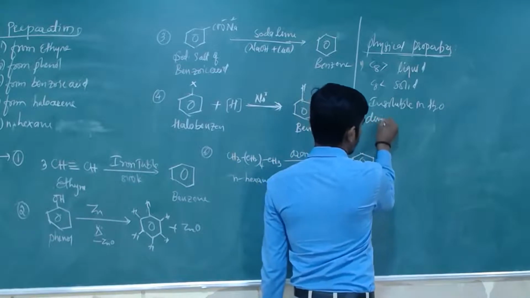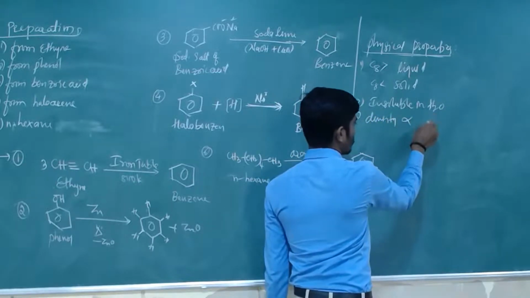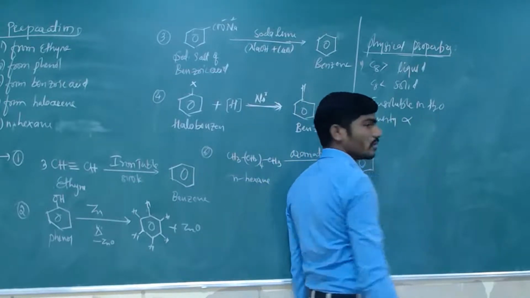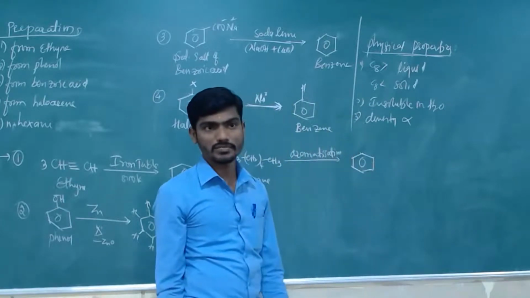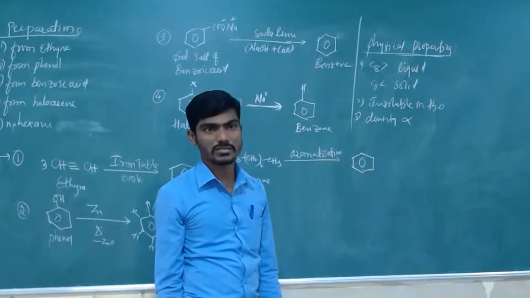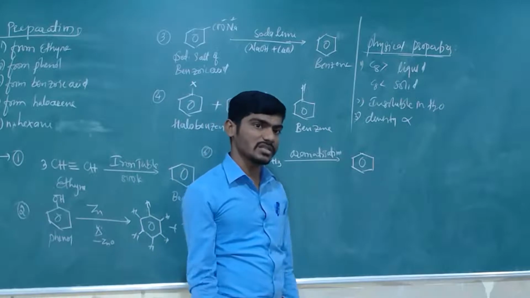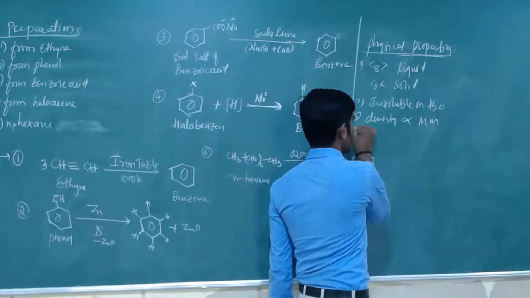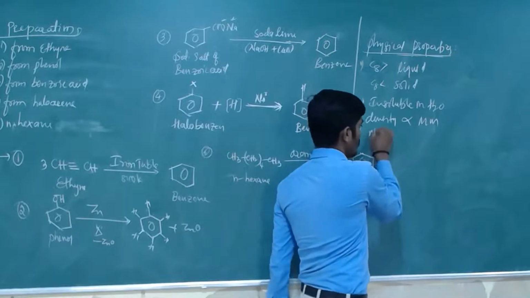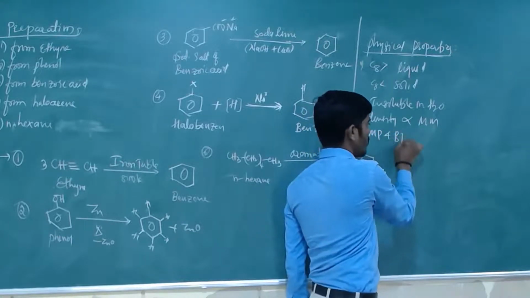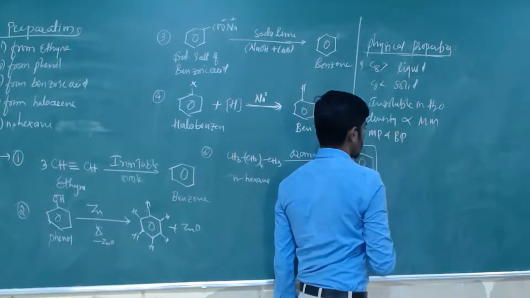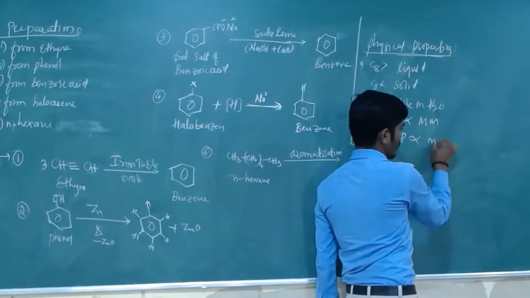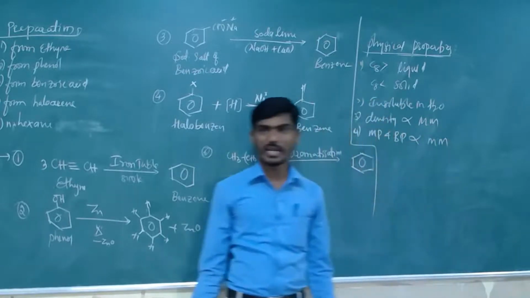Density: it increases, directly proportional to change in molar mass. As the molar mass increases, density increases. Density is directly proportional to molar mass. Melting point and boiling point also increase with molar mass.